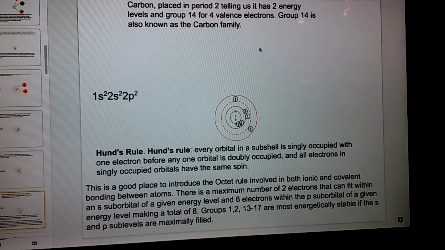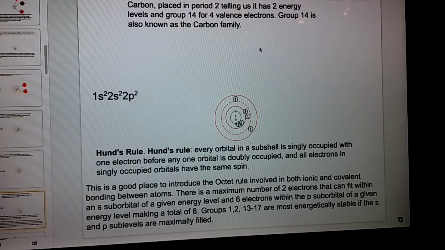This is a good place to introduce the octet rule involved in both ionic and covalent bonding between atoms. There is a maximum number of 2 electrons that can fit within any S suborbital of a given energy level and 6 electrons within the P suborbital of a given energy level, making a total of 8. Groups 1, 2, and 13 through 18 are most energetically stable if the S and P sublevels are maximally filled.